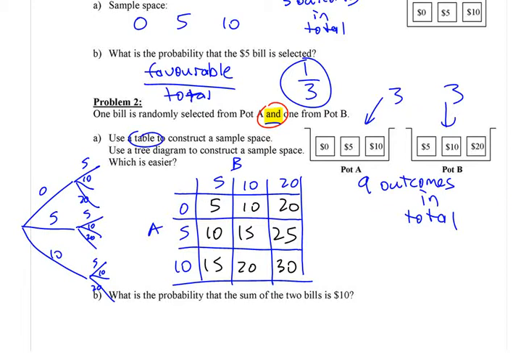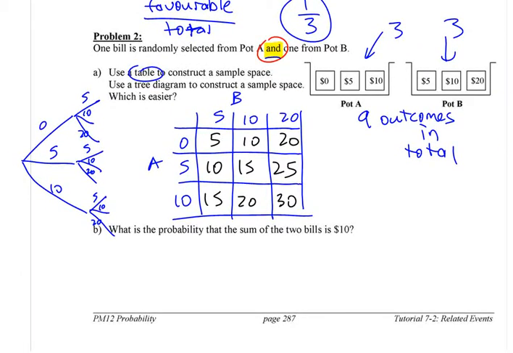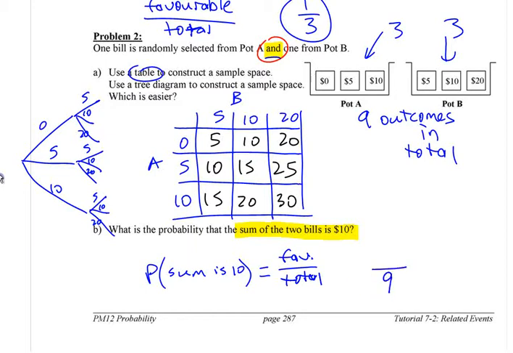If you want to come up with the probability here, that the sum of the two bills is 10, so I'm going to put probability sum is 10. You're just, again, counting favorable over total, right? Favorable over total, what is that in this case? There's 9 outcomes in total, and of those 9, which ones are we looking for here? There's 10 and there's 10, right? So it's 2 out of 9. There's 2 favorable out of 9.